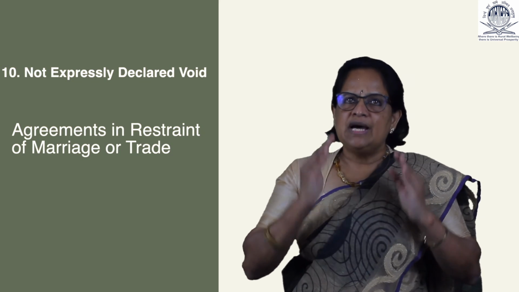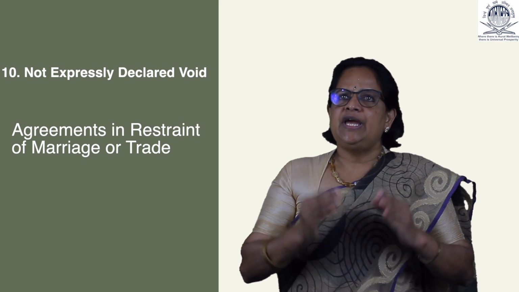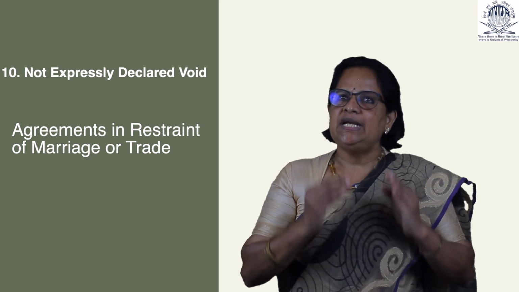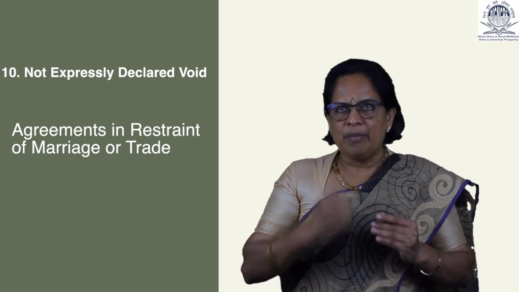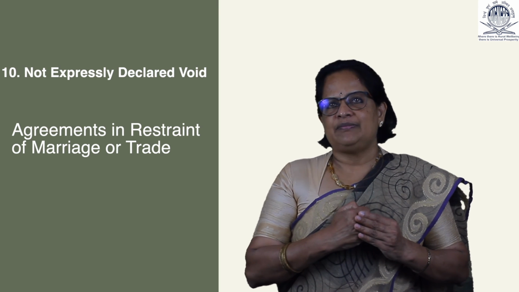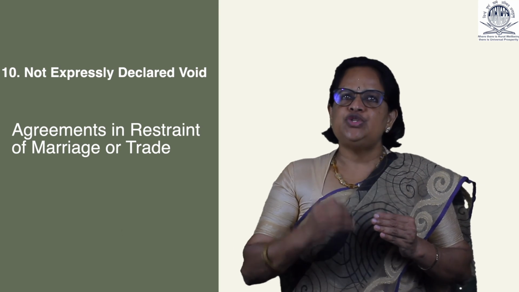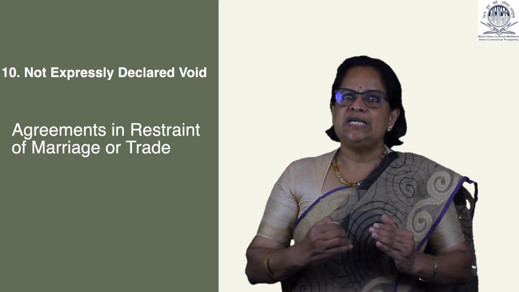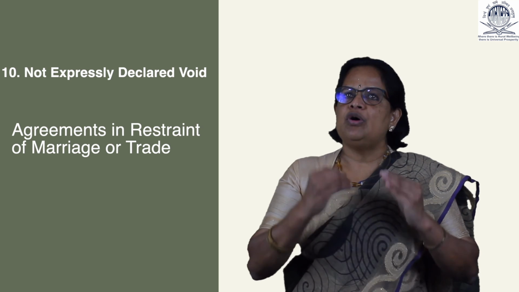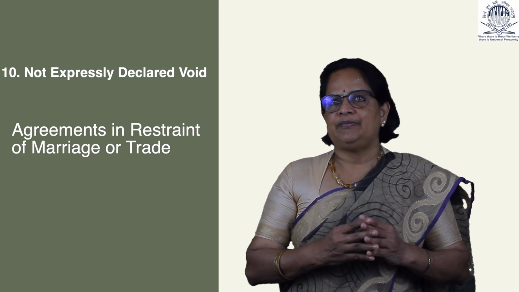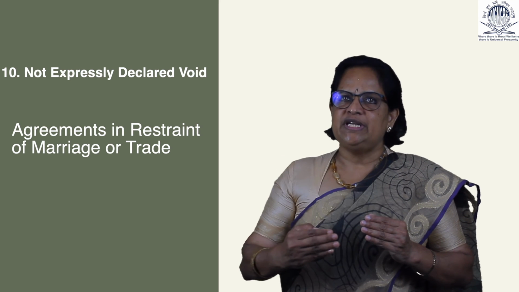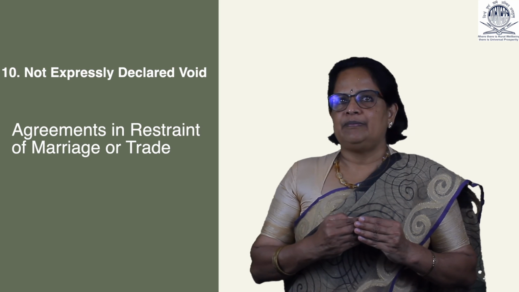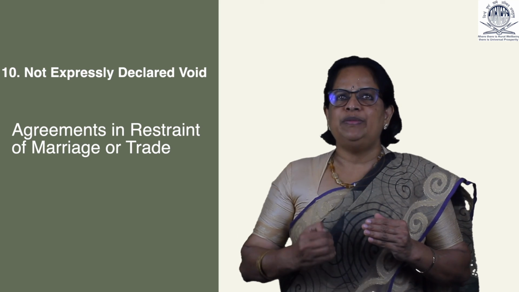The 10th and last essential condition is that a contract should not be expressly declared void. An agreement in restraint of trade or marriage are void contracts. Everybody has the right to carry on the business of their choice and the right to marry the person of choice if they are majors. For example, if the girl is 18 years and the boy is 21 years, they have the right to marry. Nobody has the right to stop them, even if it's their parents.